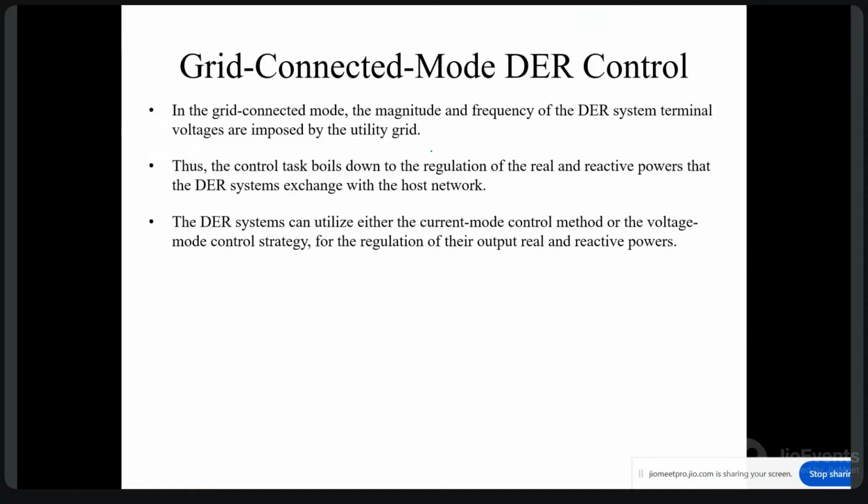So what kind of operations are we expecting, and what kind of control do we need in the microgrid? Now we are into the core of this talk, operations and control. We just understood what a smart grid is, the significance of microgrid in the smart grid, and the different operating modes, and how to control them we will see. In grid connected mode, the magnitude and the frequency of the DER system, that is the distributed energy resource system, here we can see it as the microgrid system, are imposed by the utility grid, as we have discussed.